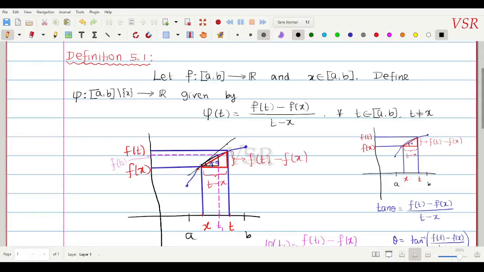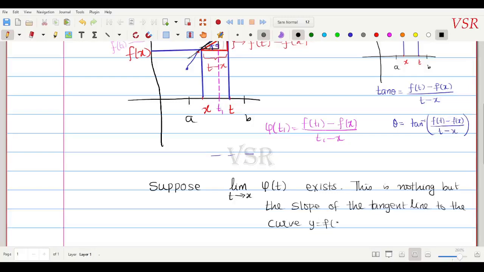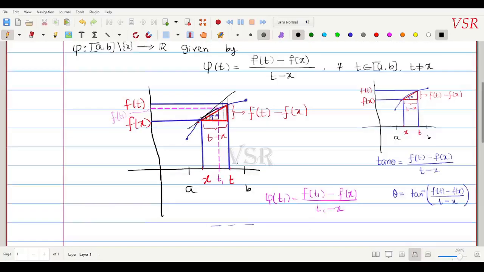Because this line keeps decreasing like this and finally stops at this straight line. So that gives the slope of this tangent. The slope of this tangent is your limit. So this gives that this exists. This is nothing but the slope of the tangent line to the curve y equal to f of x at the point x comma f of x. Now a tangent is obtained at x comma f of x, and the slope of that tangent is my derivative.